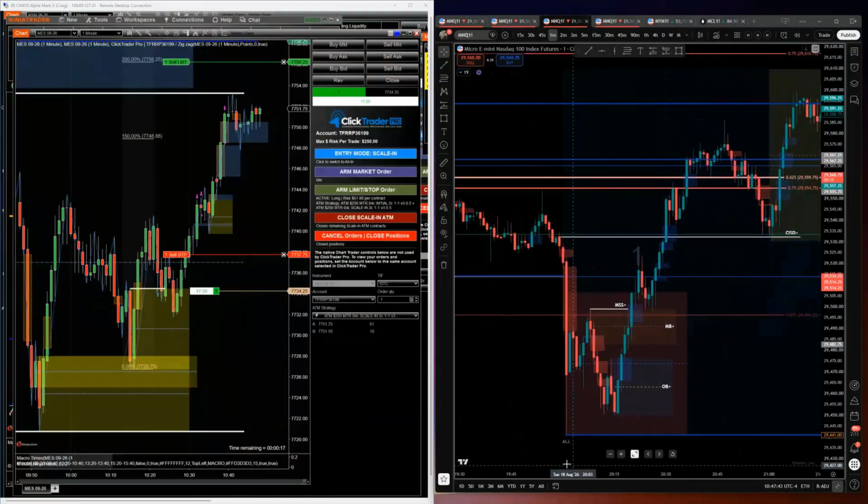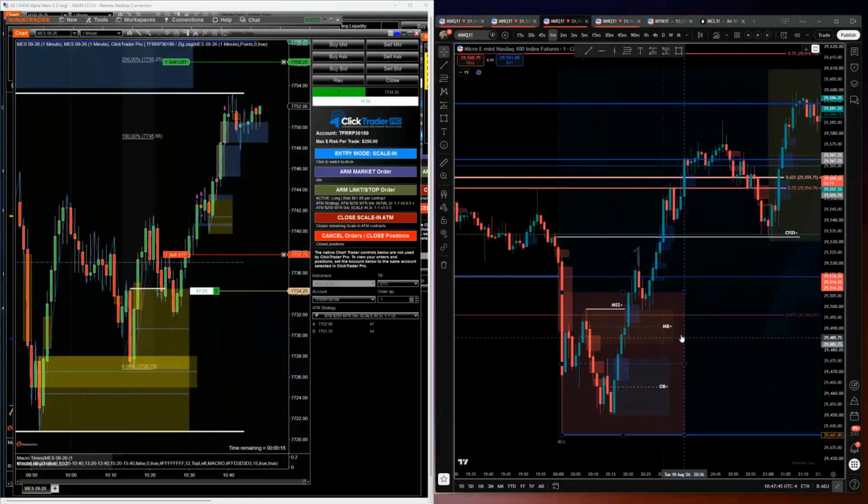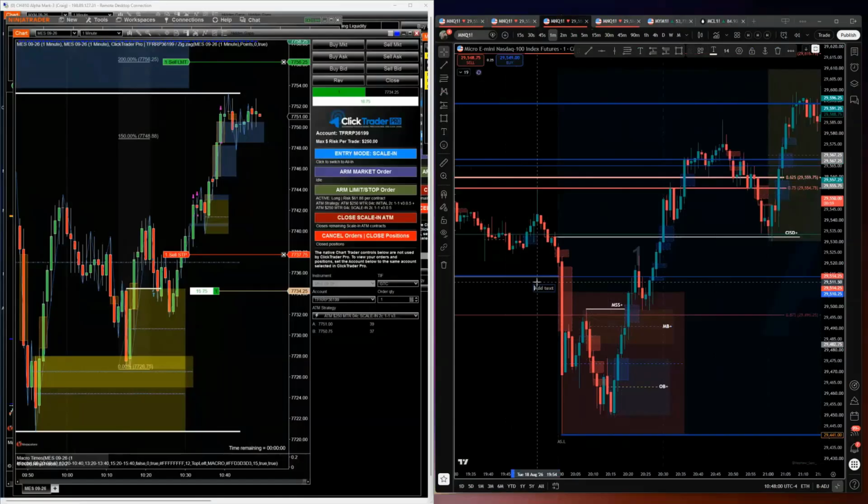You could have actually looked at this. This is a mitigation block, right? So similar trade to what we did here. We called the market structure shift off the mitigation block because we swept a significant liquidity pool, right? This is the prior day low here. So that was a significant liquidity pool. And there's your market structure shift.